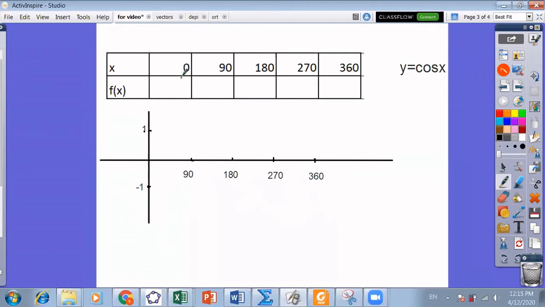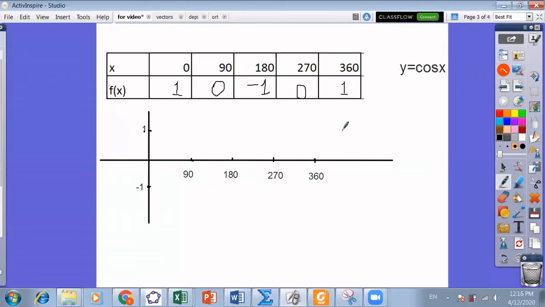So cosine 0. So from a table, you should know that the value of cosine 0 is a 1, and cosine 90 is, so I think that you know that one. That's a 0, that's a -1, that's a 0, and that's a 1 again, because 360 they are equal to each other. So we have filled the table.